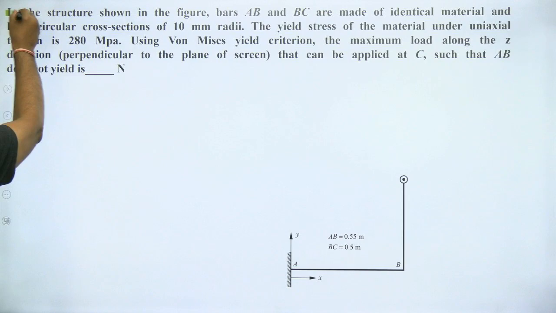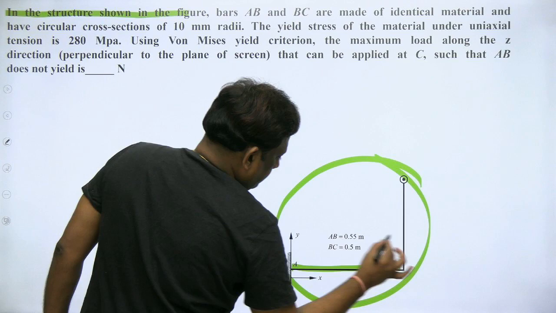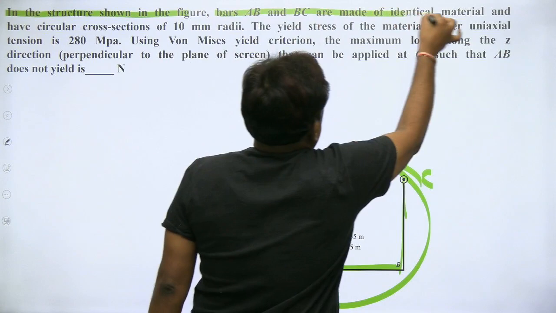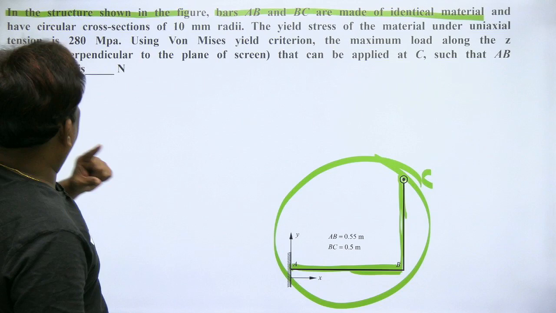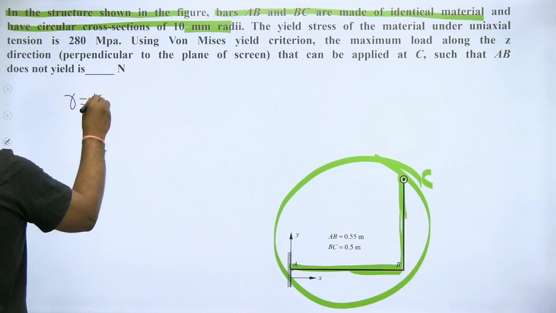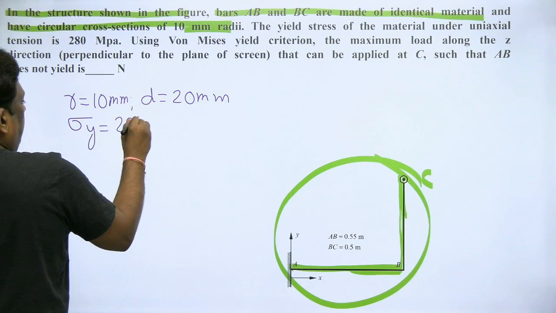In the structure shown in figure, this is the figure. Bars AB, this is AB, and BC, this is B and this is C, are made of identical material. Both these bars are made of identical material having circular cross section of 10 mm radii. The radius is 10 mm, or the diameter is 20 mm. The yield stress is given as 280 megapascal.